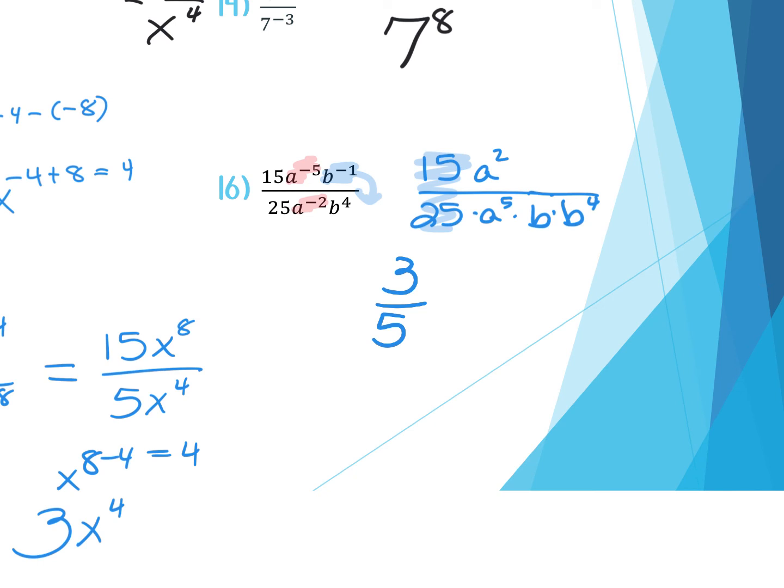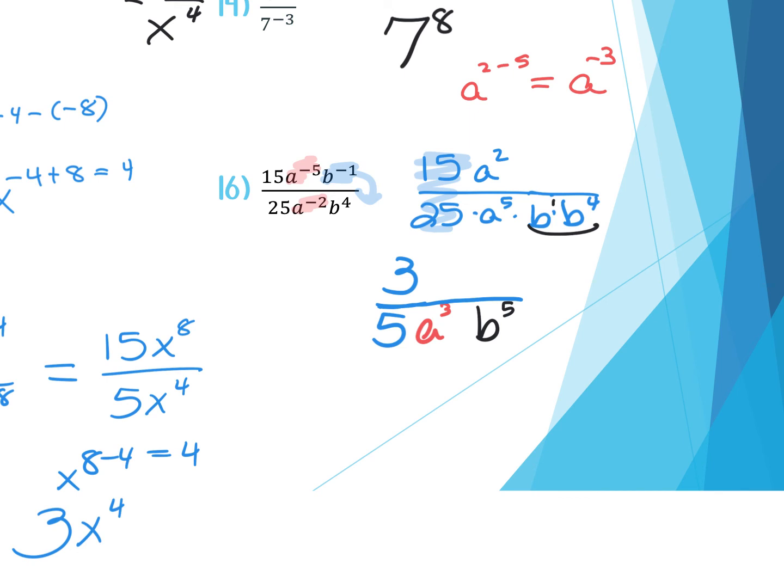Then for the a, I need to do a squared divided by a to the 5th, so I subtract. It gives me a to the negative 3. Because it's a negative exponent, it's going to the bottom. So it'll become a to the 3rd power in the bottom of the fraction. And then for the b's, they're already in the bottom. All we're doing to those is multiplying them. This one assumes a 1, so it becomes b to the 5th. So it'll become 3 over 5 times a to the 3rd, b to the 5th.